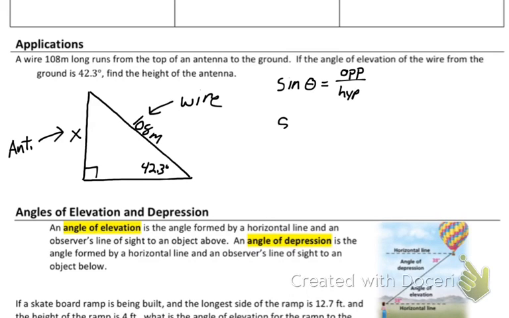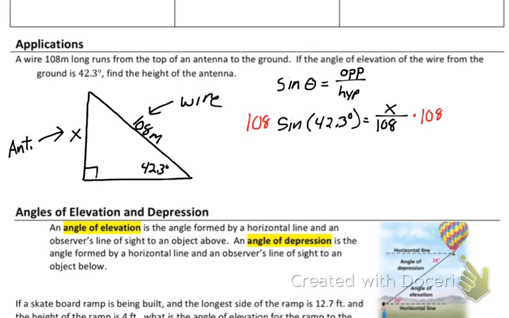I fill in the information I know. Well, that would be the sine of my angle, 42.3 degrees. My opposite's x. I don't know what that is, but I do know my hypotenuse is 108. That means to get x by itself, I don't need to take the inverse. I do not want to see this on the test. I don't want to see people taking the inverse because it's fun to take the inverse. You want to get x by itself, so you're just going to simply multiply both sides by 108.